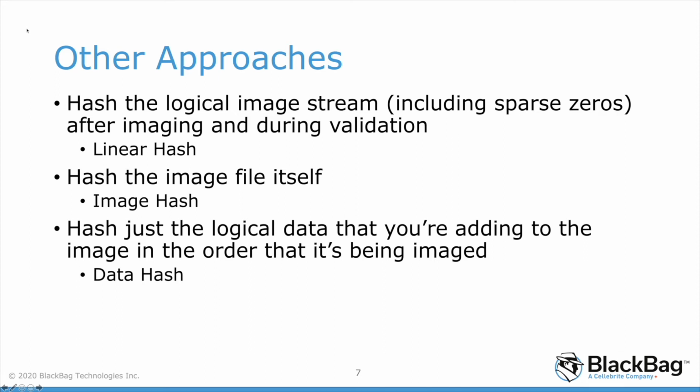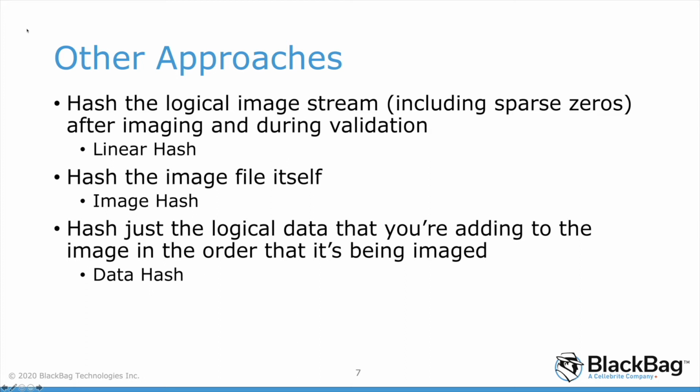There are other approaches used to handle sparse and out of order data. First, we could try to hash the logical imaging stream, including the sparse zeros, after we finish imaging and again during validation. This is what we call a linear hash. This is what you're familiar with.